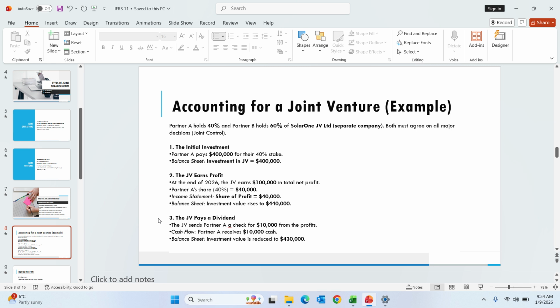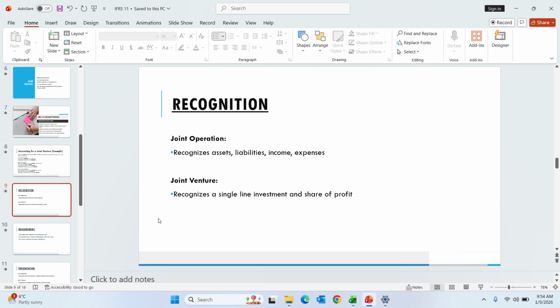Okay, so now let's move forward to the core rules of IFRS 11. For recognition, each company recognizes its specific share of assets, liabilities, revenue, and expenses under joint operations. And in joint ventures, you record one line investment on the balance sheet and show one line share of profit in the income statement.